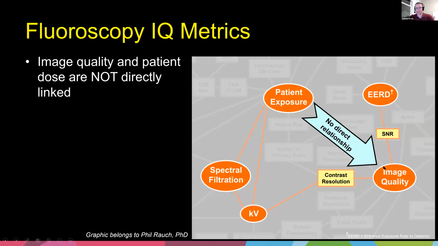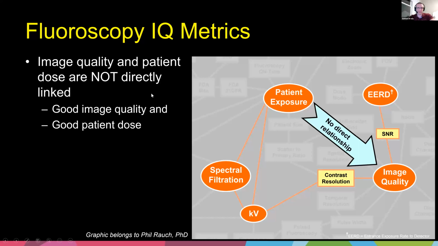The other thing that affects image quality is kV, as we mentioned, the contrast resolution. That kV is affected by the patient size. The system will then adjust the amount of photons it needs, the radiation output, so that the kV will be accurate, the contrast will be proper, and you get the right image quality. So there is an indirect link. Everything is indirectly linked, image quality to dose, but there is no direct link because, like I said, there's no kV knob that we can turn. There's no mA knob that we can turn in fluoroscopy. So good image quality and good patient dose are not directly linked.